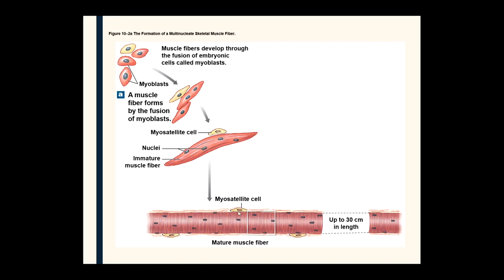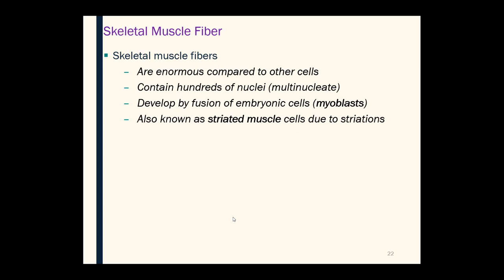How do I know that the endomysium contains the myosatellite cell? All right, so we call these cells that form our muscle fibers the myoblasts. The last comment here is that we can also call our muscle fibers striated muscle.